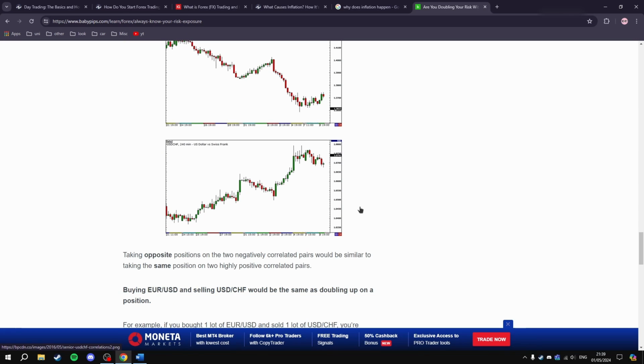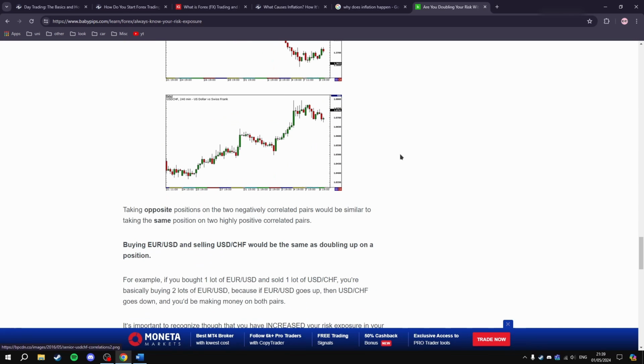Very, very opposite. Taking opposite positions on the two negatively correlated pairs will be similar to taking the same position on two highly positive correlated pairs. Taking opposite positions on the two negatively correlated pairs would be similar to taking the same position on two highly positive correlated pairs. Buying Euro USD and selling USD CHF would be the same as doubling up on a position.